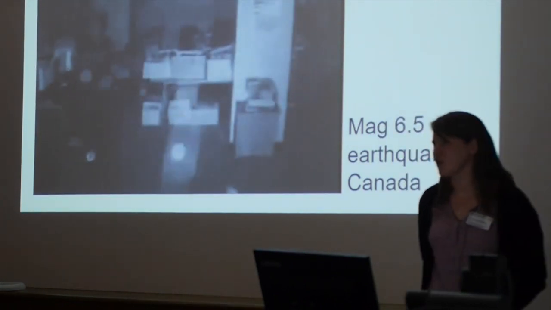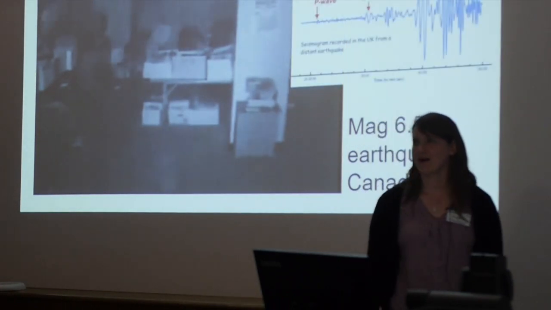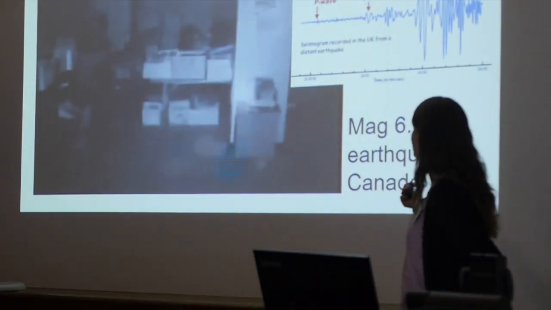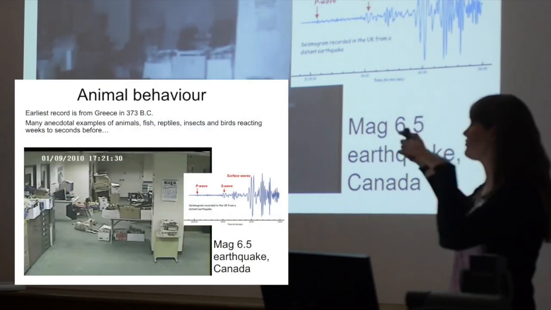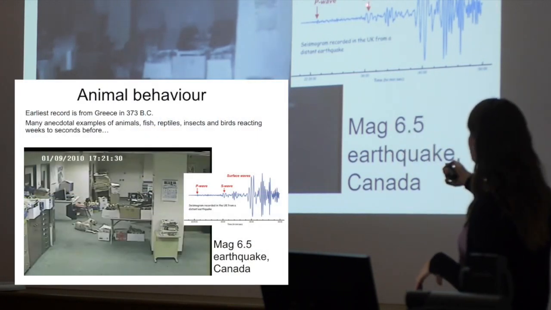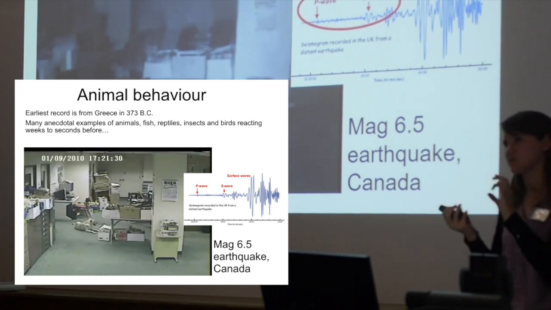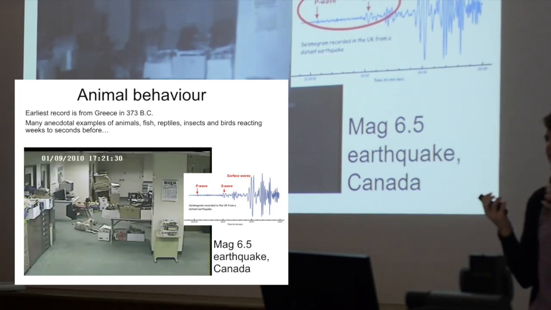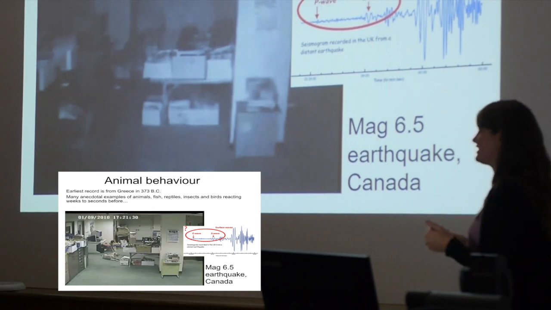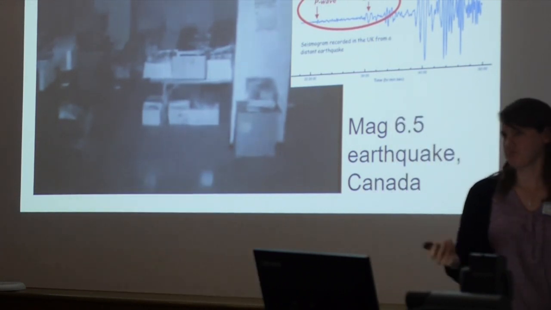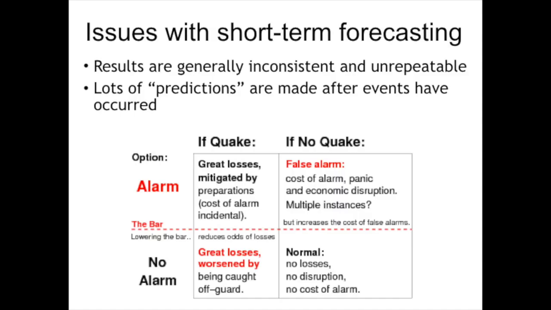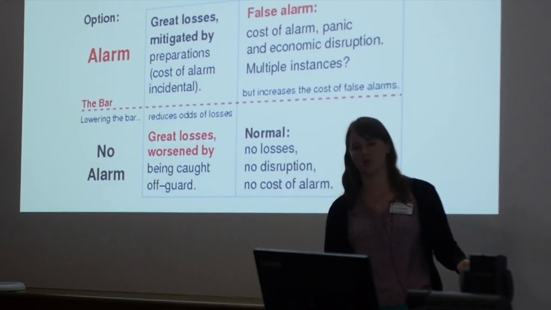So, is the dog predicting the earthquake? Well, probably not. Going back to this picture of a seismogram, so what's going on there with all the movement you're seeing is these surface waves. Maybe the dog, which is more sensitive than humans, detected those P waves and S waves, so those first, less damaging waves coming in. Maybe. But there are problems with short-term forecasting because generally the results are very inconsistent and they're unrepeatable.